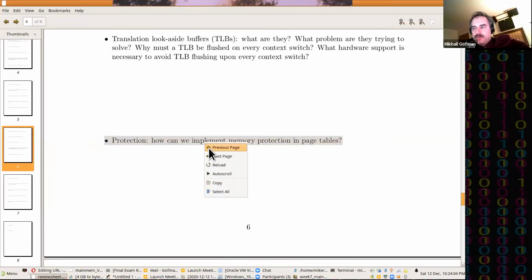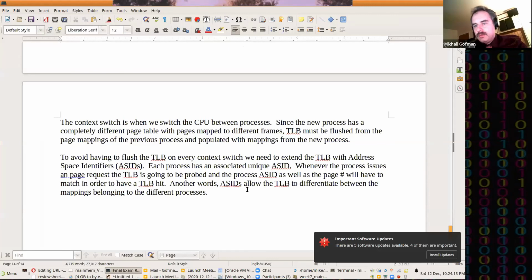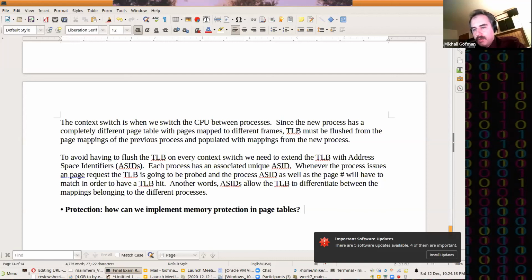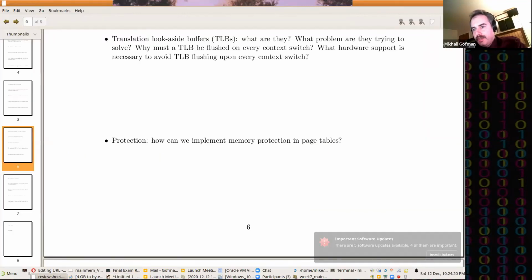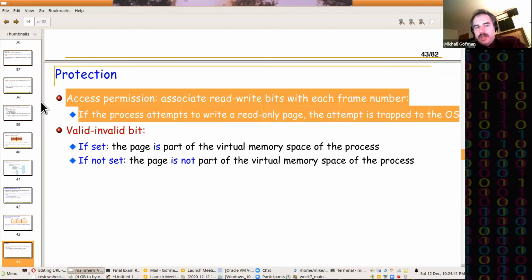Okay, so let's talk about protection. How do we implement protection in page tables? Let's take a look at that. We can basically implement protection as follows. With each page, we can associate read and write bits, which specify whether the page is readable and/or writable.